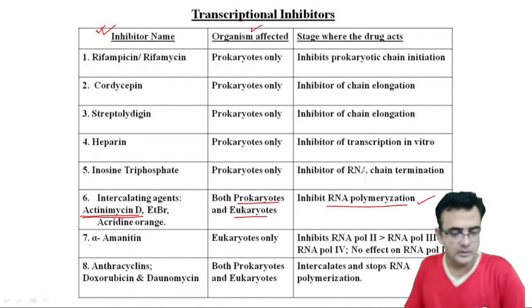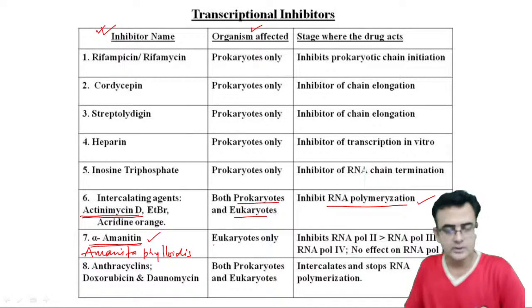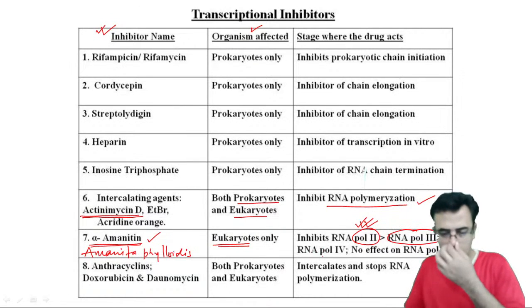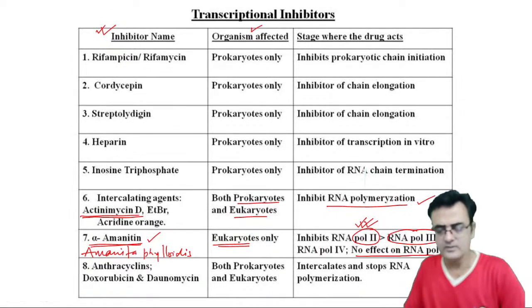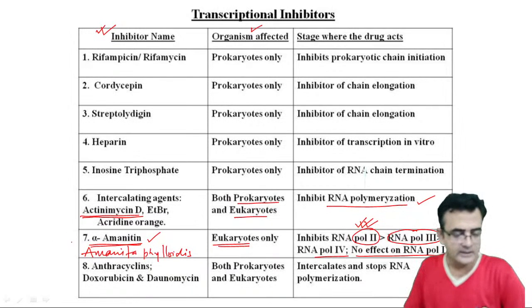Another compound is alpha amanitin. This is a product from the fungus Amanita phalloides. This compound is isolated, and it works on eukaryotes only, and it inhibits RNA polymerase 2. Mostly RNA polymerase 2, then RNA polymerase 3, and a very small amount of RNA polymerase 1 is also affected. This is the least effective, we can say. Amanitin has been asked 2-3 times in the NEET examination. We'll discuss in the next question.